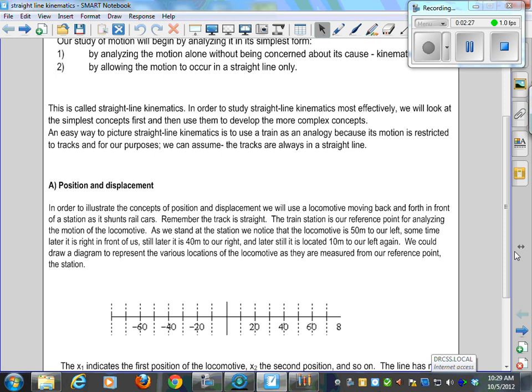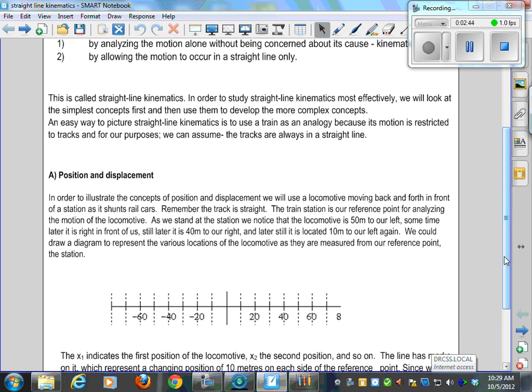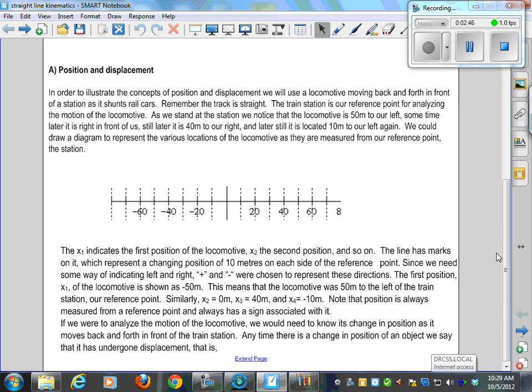As we stand at the station, we notice that the locomotive is 50 meters to our left. Sometime later, it's right in front of us, and still later, 40 meters to our right, and later still located 10 meters to our left again. We could draw a diagram to represent the various locations of the locomotive as they are measured from our reference point, the station. So what I would like you to do is mark on that number line the positions x1, x2, x3, x4, and so on.